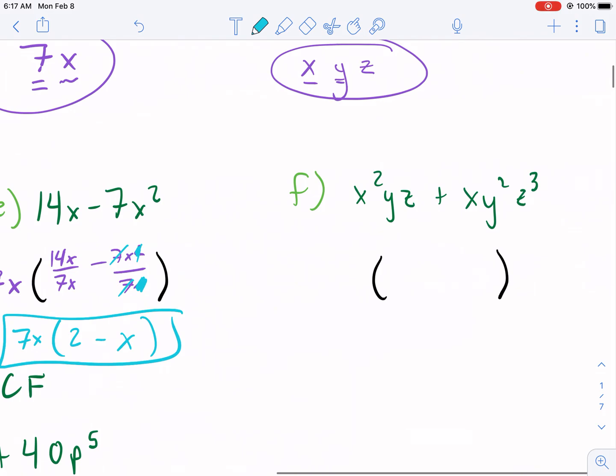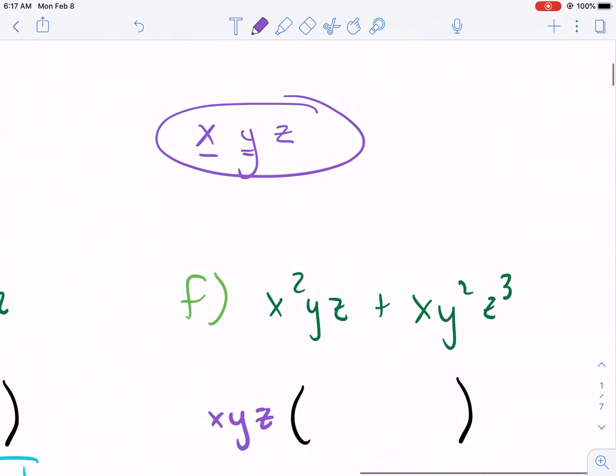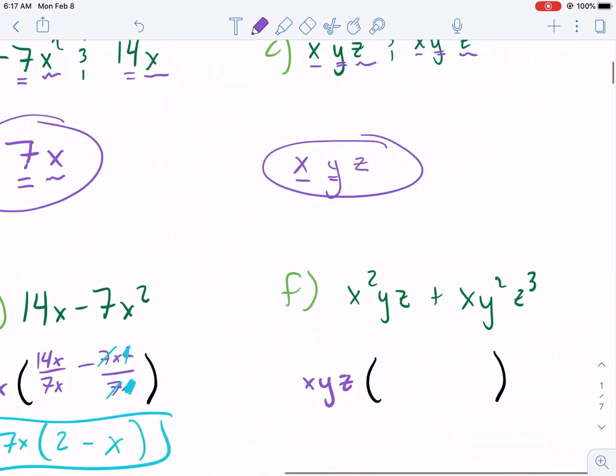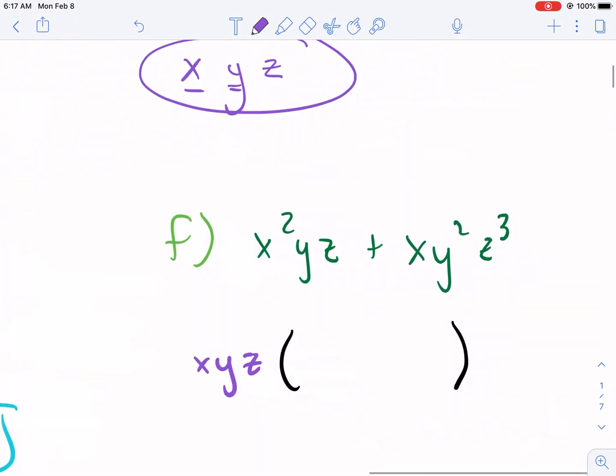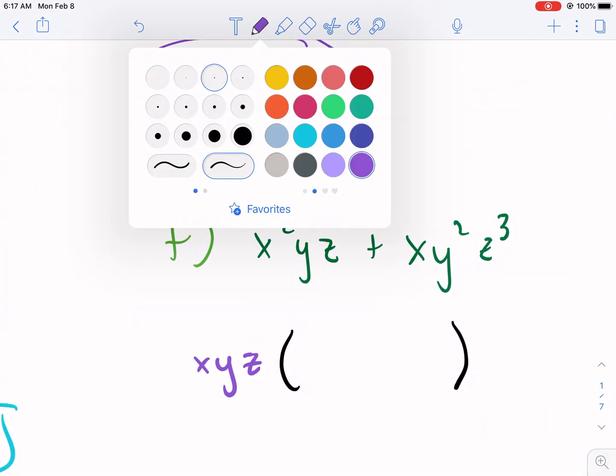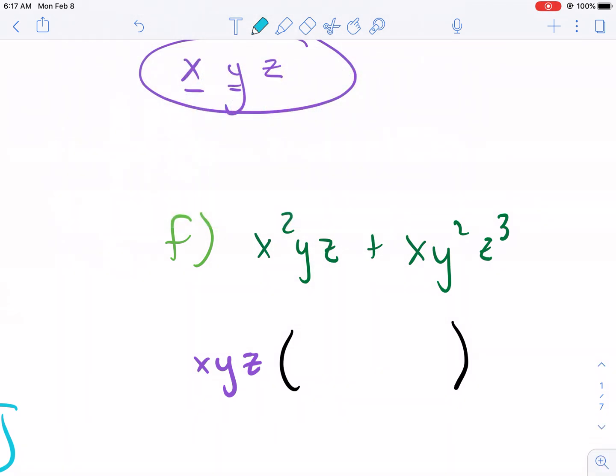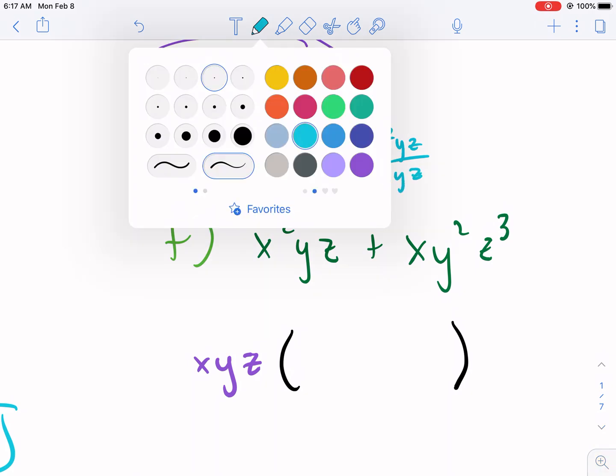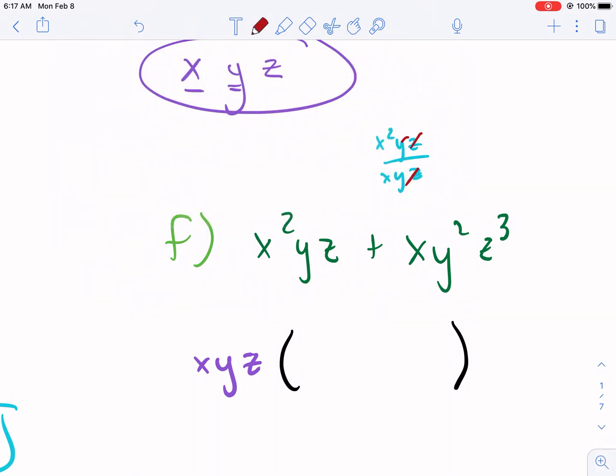Final example, we already determined the GCF is going to be xyz. And so we essentially just need to divide each of these by xyz. We're factoring out an x, a y, and a z. Now, you can do this in your head if you want. If you don't like that, again, just go x squared yz divided by xyz, and then cancel from there. So essentially, you cancel the z's, you cancel the y's, one of the x's cancels, and you're going to be left with just x.